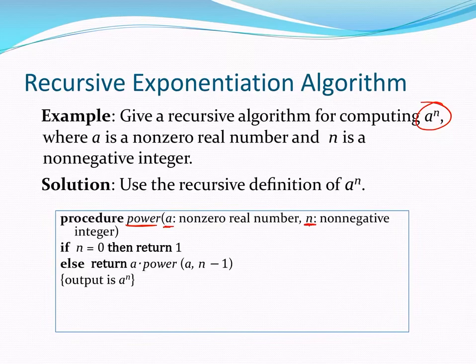And we have a basis case. If n is 0, we just return 1 because any number raised to the 0 power should be 1. So our procedure seems to be properly structured there. And if n is not 0, what we can do is return a times the procedure called inside of itself with the same a, but with one size smaller exponent. And in a little bit, we'll prove the validity of this procedure using induction.